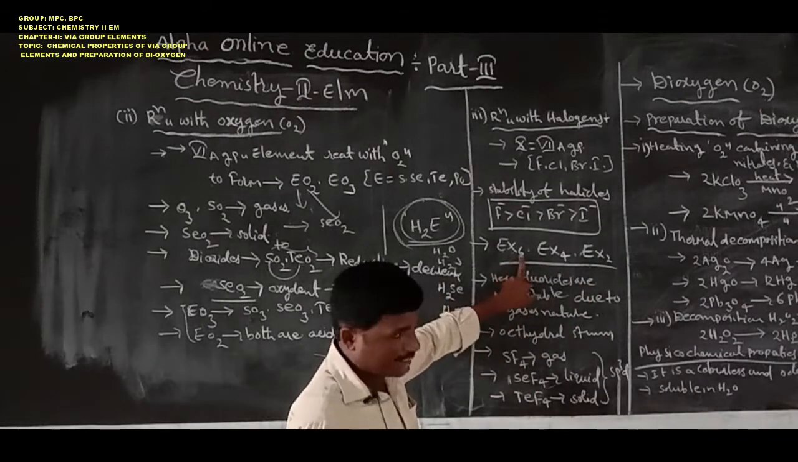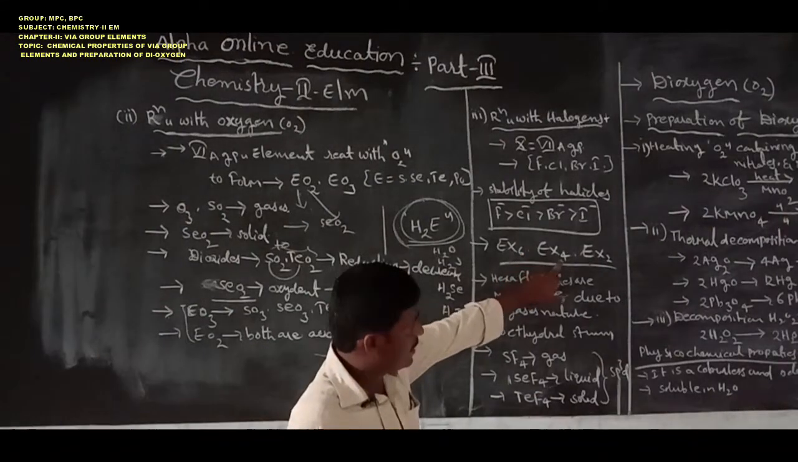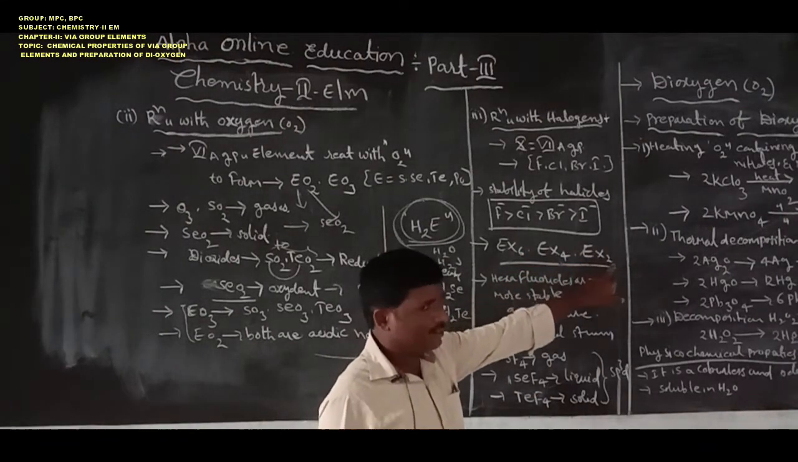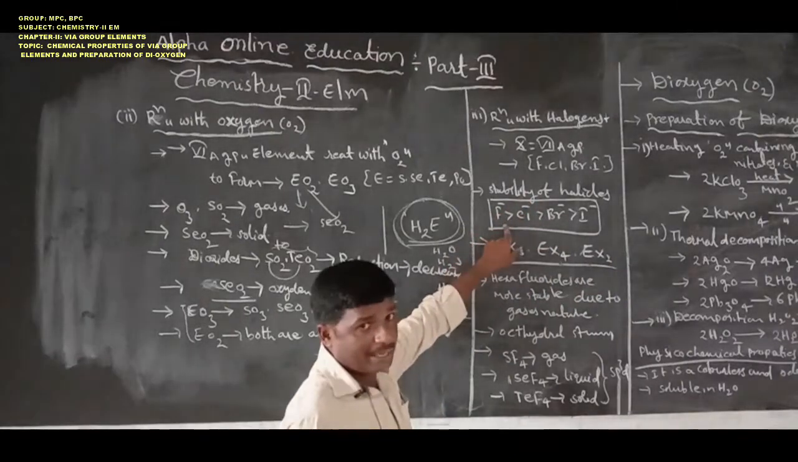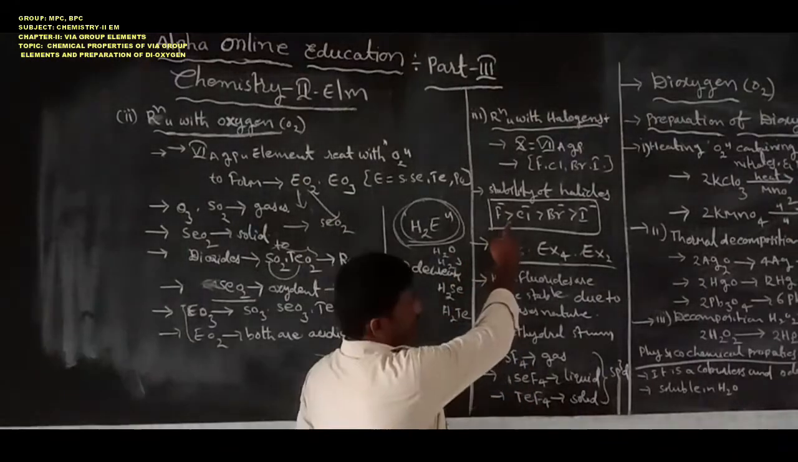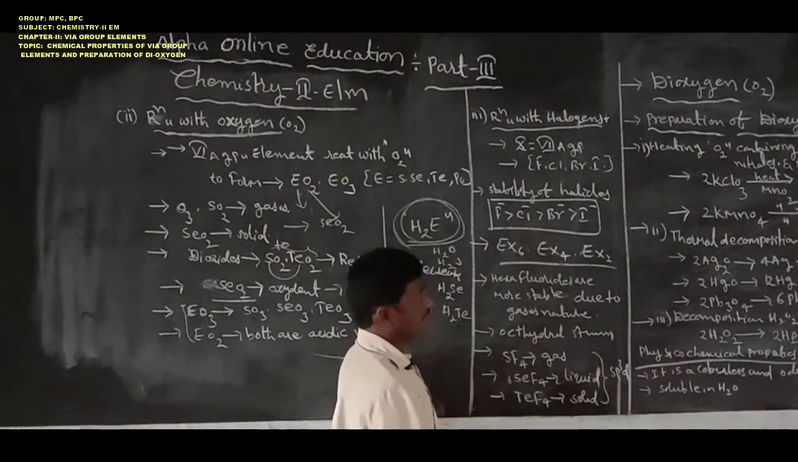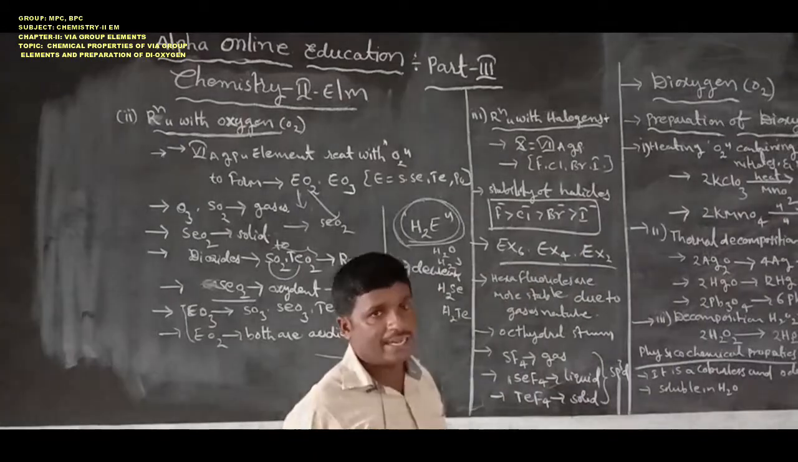Hexa means 6, tetra means 4, di means 2. Now the stability of the halides: stability of the halides decreases from top to bottom. That is, fluorine is greater than chlorine, chlorine is greater than bromine, bromine is greater than iodine.